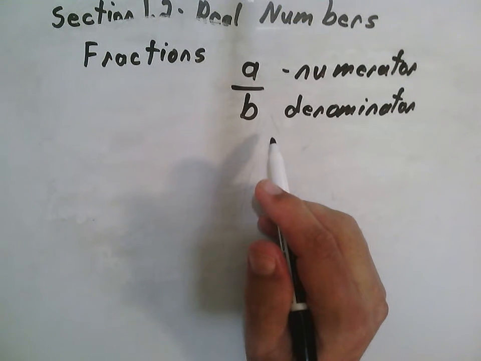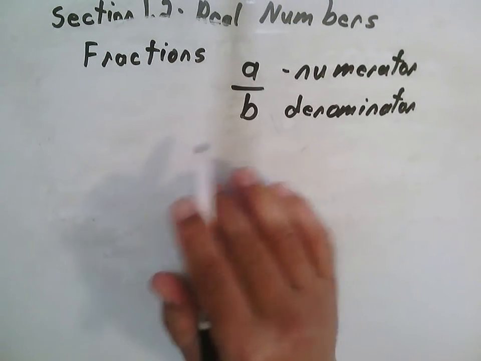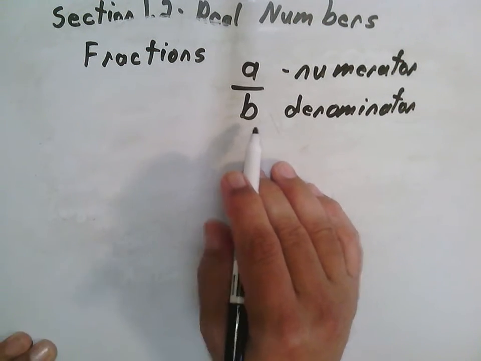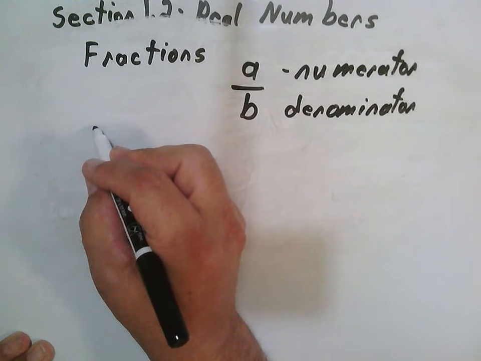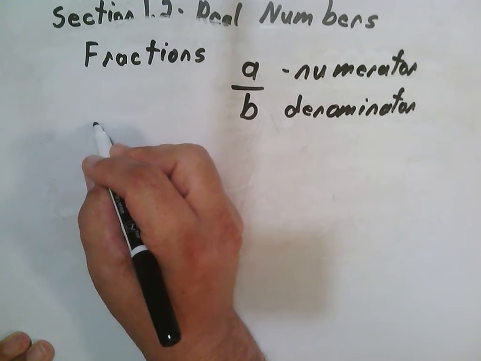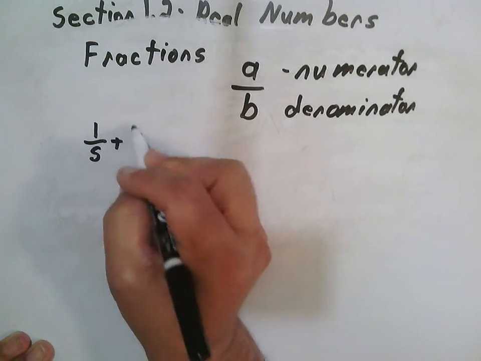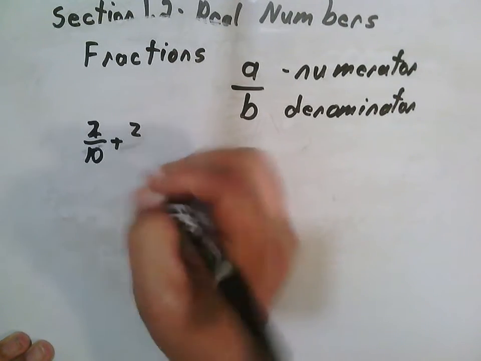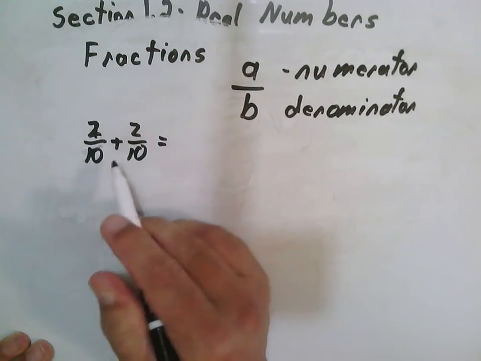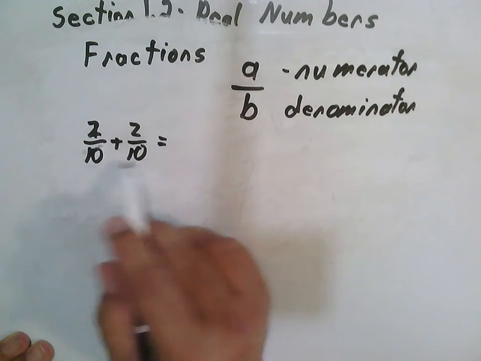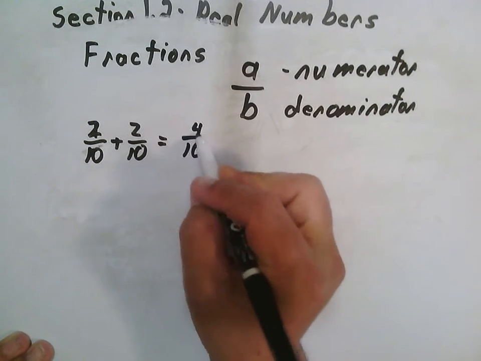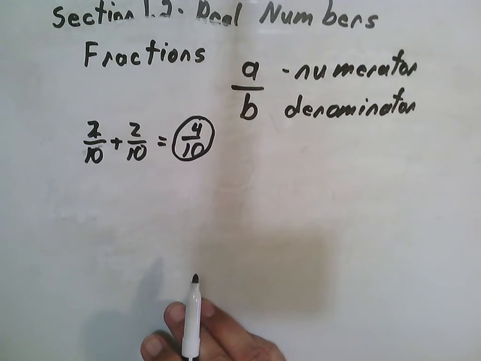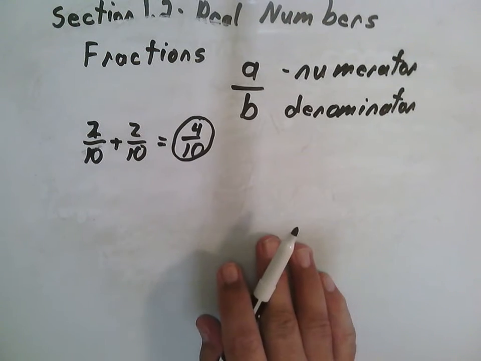Now, we can reduce fractions and we can enlarge them, but for this class, for the first part of it, I don't want you to reduce any fractions. Whatever the number comes up with, the number comes up with. So for example, let's say 2/10 plus 2/10. If this is going to be our problem, this is going to give me 4/10. Now that can be reduced to 2/5, but I don't want you to do that for the first part of this class. I just want you to leave it at 4/10, and then we'll move on from there.